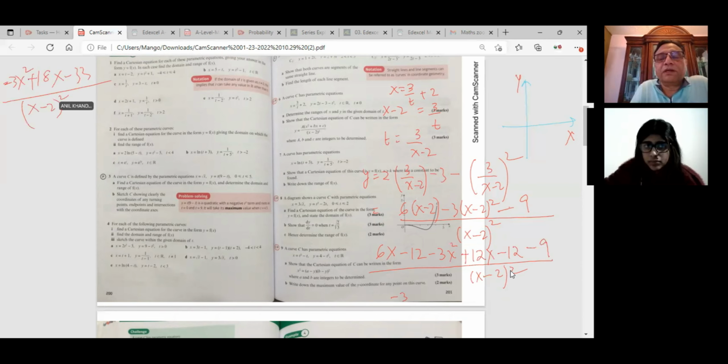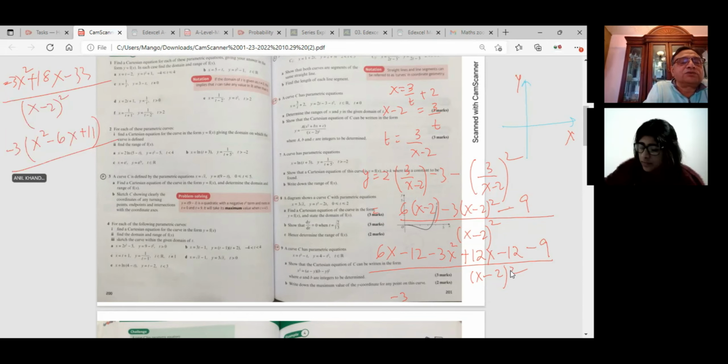You want something where a is a common factor, 3 is a common factor here. So let me take minus 3 as a common factor. So we got 3 x squared minus x squared. I took minus 3 out. And plus 11 over x minus 2 whole squared. Is that clear?